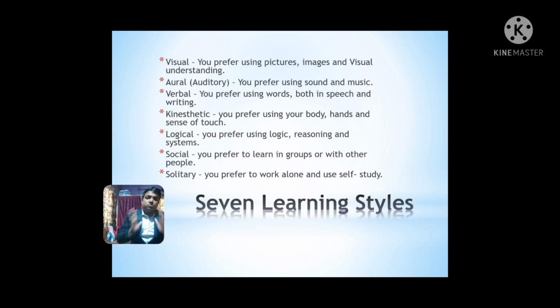Logical: in logical learning, people prefer to use logic and reasoning behind any system. Social learning: people will learn from the group, with other people. Then the next one is solitary learning. People prefer to work alone or use self study. Yes, all this can be the seven learning styles. Out of these, we are going to see visual learning and auditory learning.